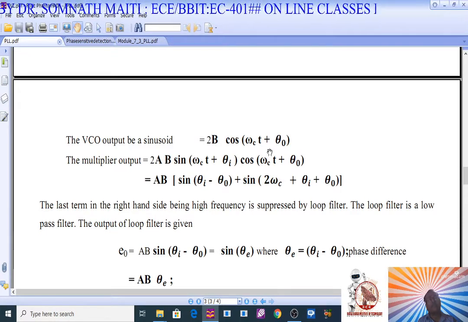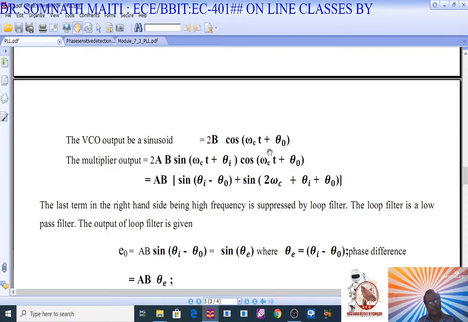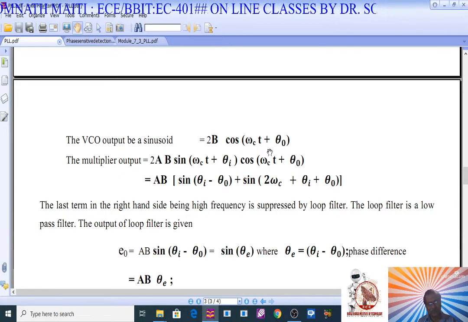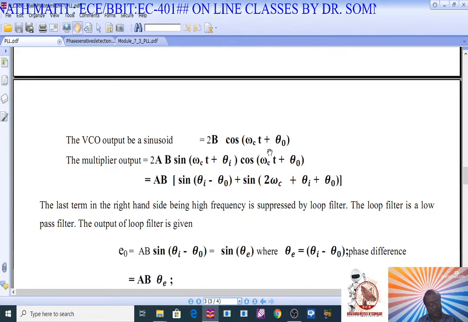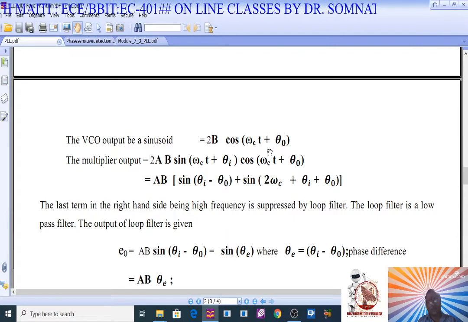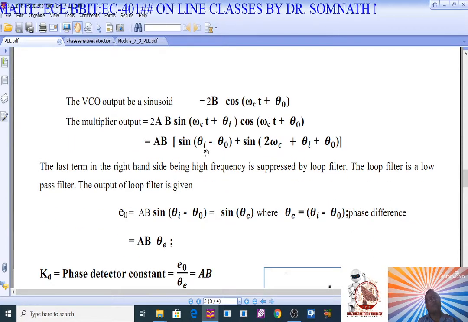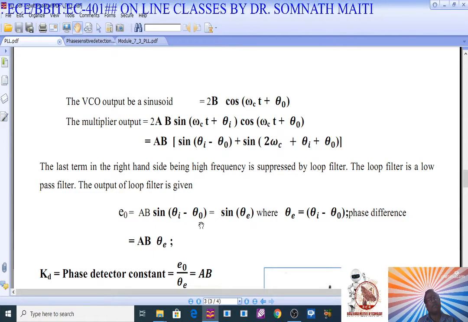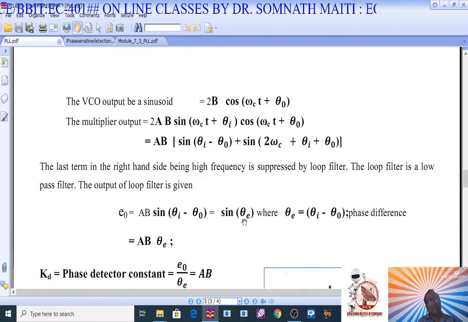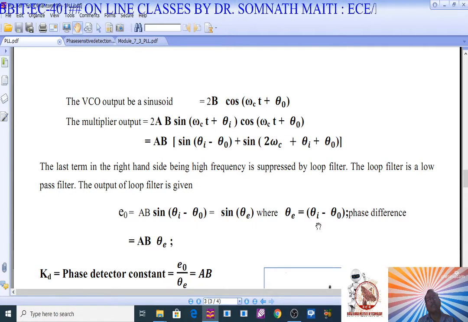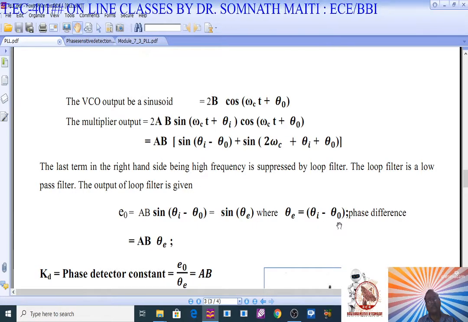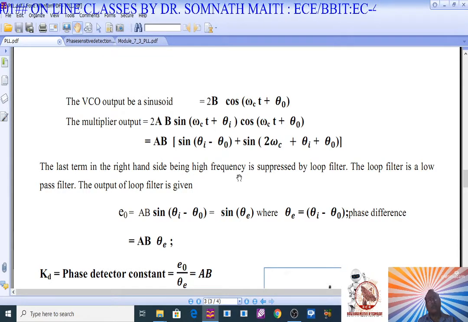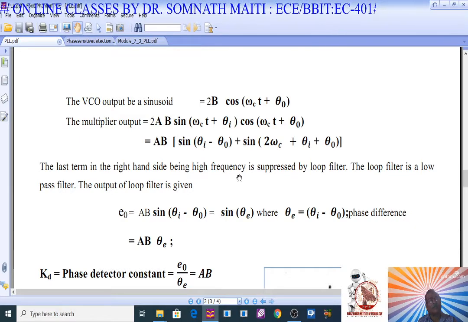You have assumed that the loop is under locked condition, that means frequency is the same but phase is varying. So it is a phase locked loop. Let's see what happens. If this signal is passed through a low pass filter, the output E0 will be AB sine(theta_i minus theta_0), or AB sine theta_e. Theta_e is called the error signal. Theta_e is equal to theta_i minus theta_0, that is the difference between the phase of the incoming signal and the phase of the signal generated by the VCO.